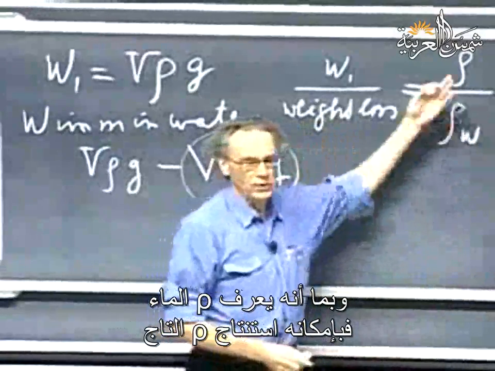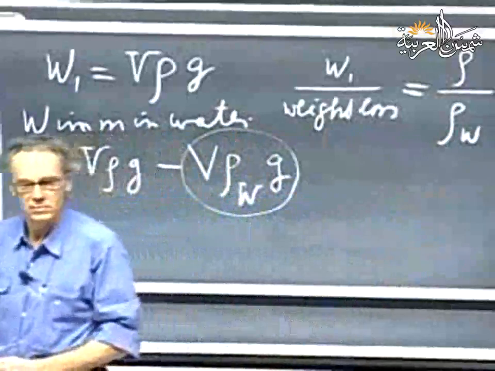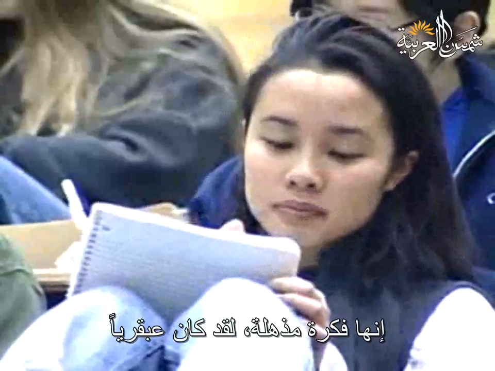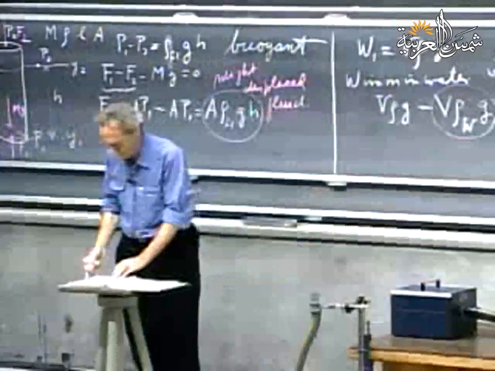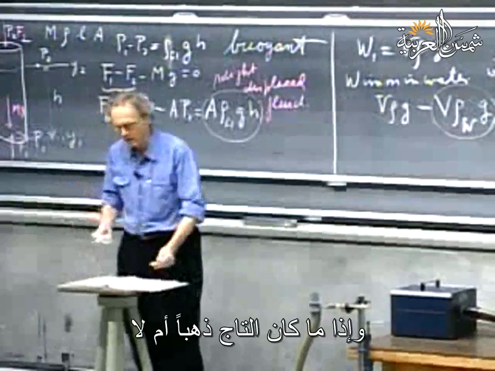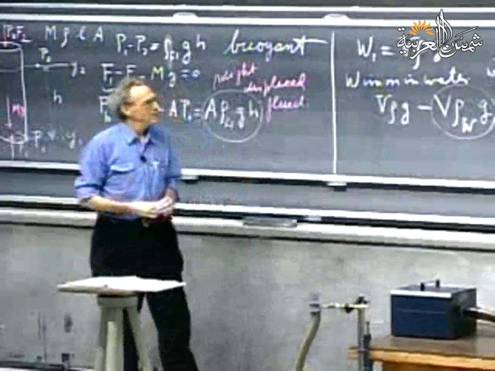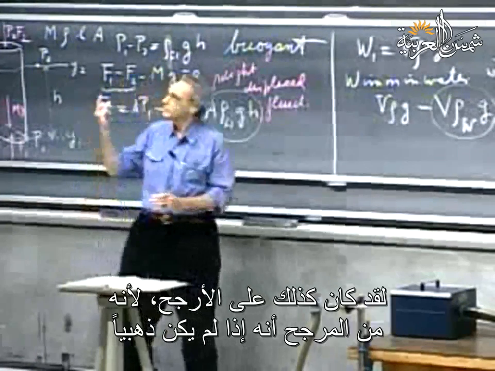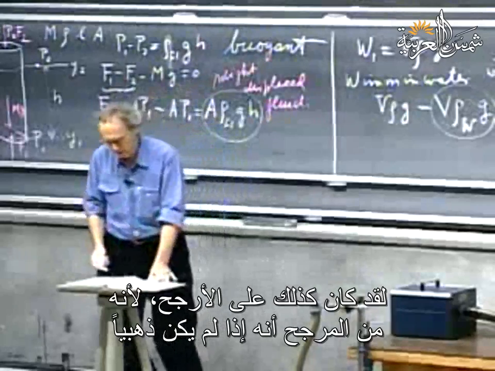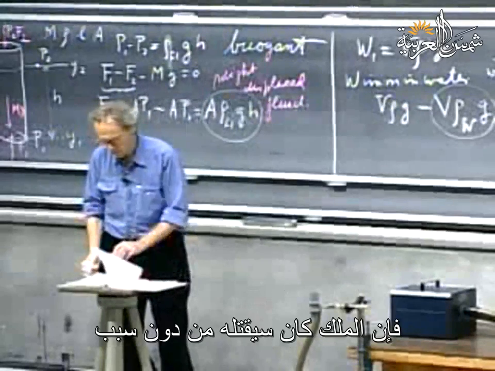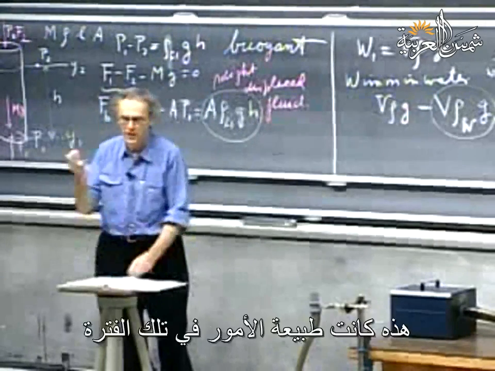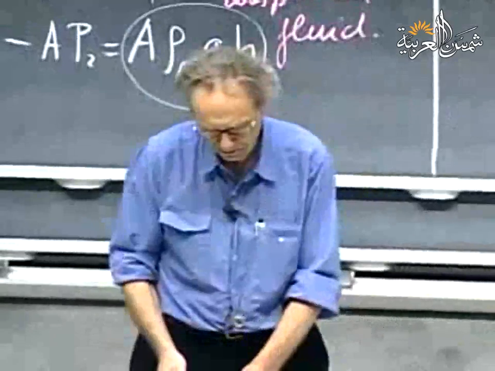And he knows rho of the water, so he can find rho of the crown. An amazing idea. He was a genius. I don't know how the story ended, whether it was gold or not. It probably was, because chances are that if it hadn't been gold, the king would have killed him for no good reason, but that's the way these things worked in those days.